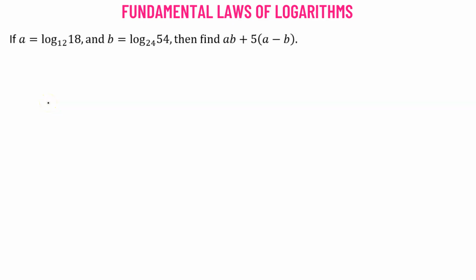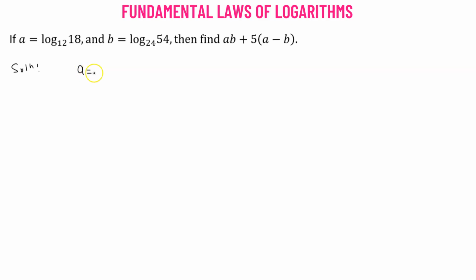So here we have the value of a given by log of 18 with a base of 12, and b is given by log of 54 with a base of 24. So using a and b, we need to find out the value of ab plus 5 times a minus b. So let's begin. We'll start with a.